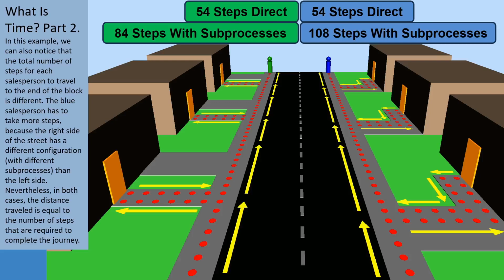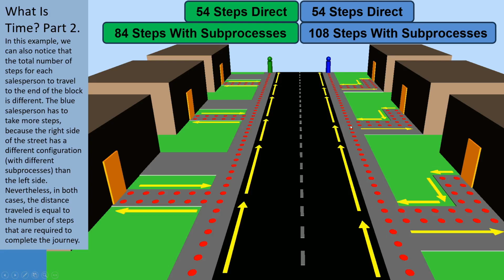The blue salesperson has to take more steps because the right side of the street has a different configuration with different sub-processes than the left side. Nevertheless, in both cases, the distance traveled is equal to the number of steps that are required to complete the journey. And there's one more point that we need to understand when we look at this slide.